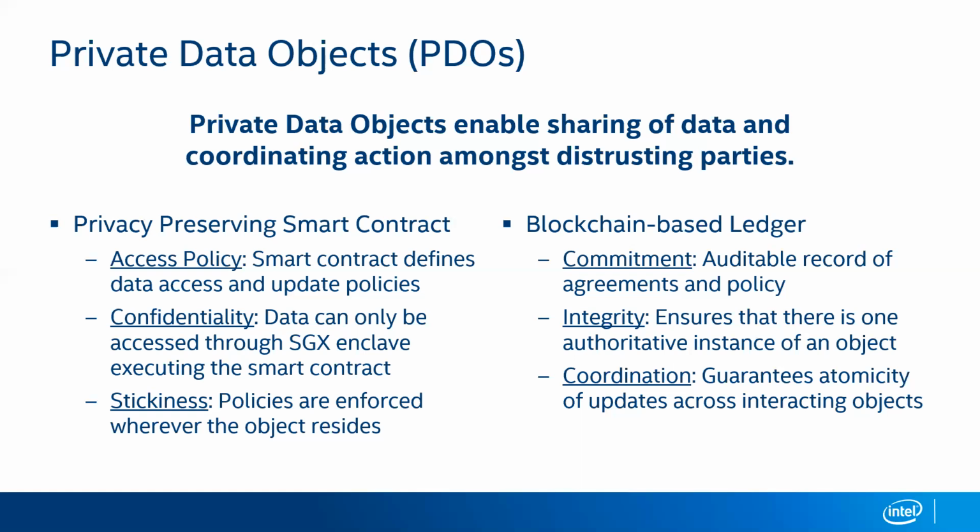The blockchain ensures integrity, so it makes sure that there is always at most one authoritative instance of an object, unless the policies of the object allow there to be more instances. That integrity policy is enforced by the ledger. And then the final thing, which is a little less important for today, is that the ledger allows us to do coordination. If you've ever done database transactions, you know we only want to commit the update if all n of these updates are taking place successfully. The blockchain allows us to do this sort of atomic cross-contract update.